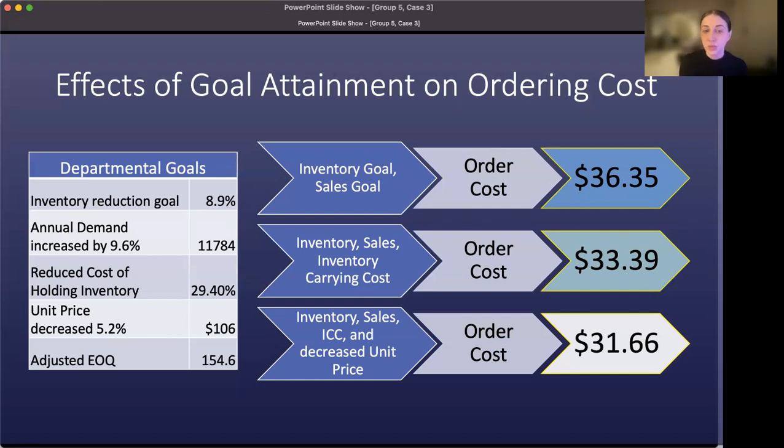And lastly, the final row builds it out one step further and is adding in the goal of reducing the cost per unit by 5.2%, which is bumping that down from 112 to 106.18. So the final scenario is calculating the order cost should all of those goals discussed in the meeting be met: inventory reduction, increased sales, reduced carrying costs, reduced unit price. Using the same logic as before, this is leading us to an order cost of $31.66.